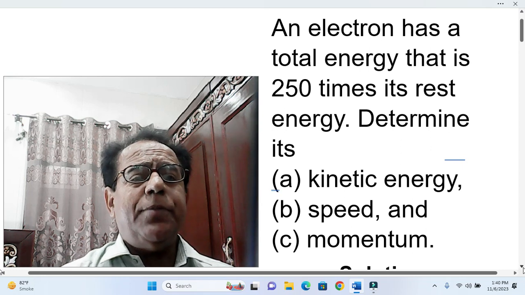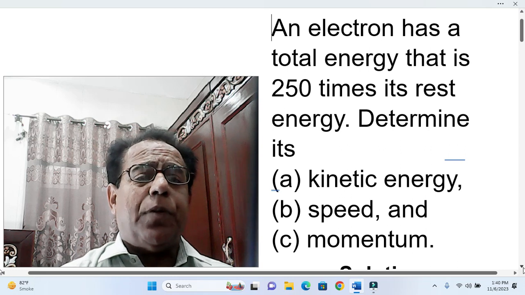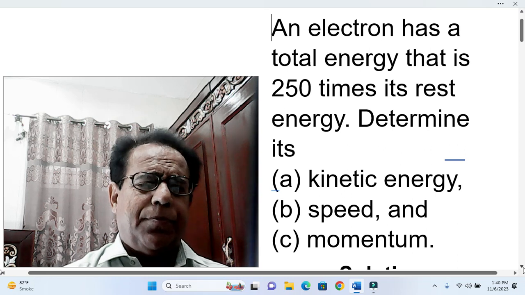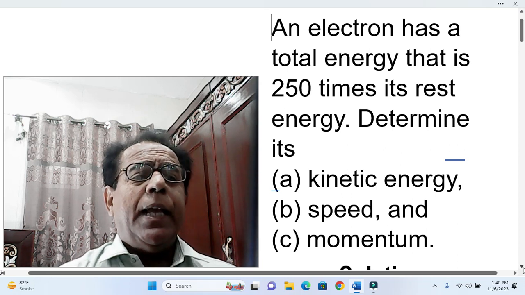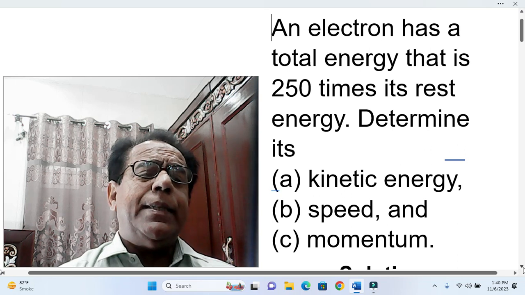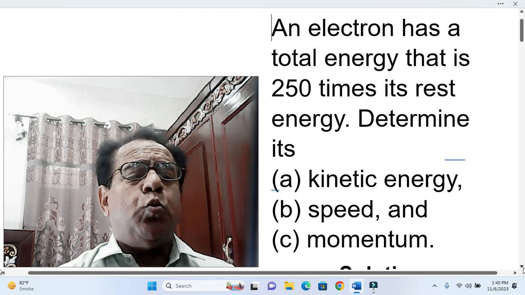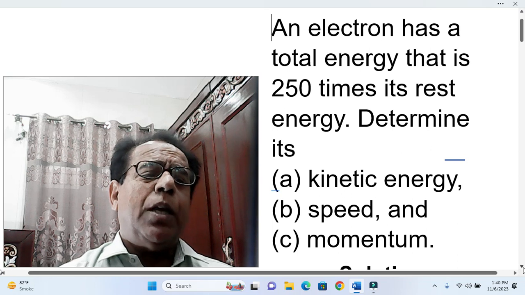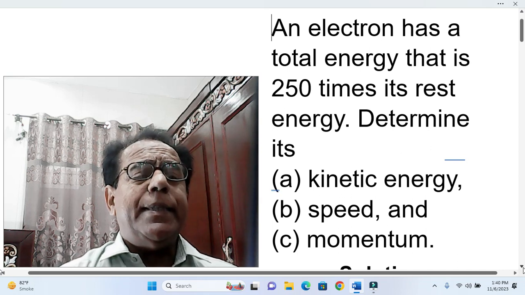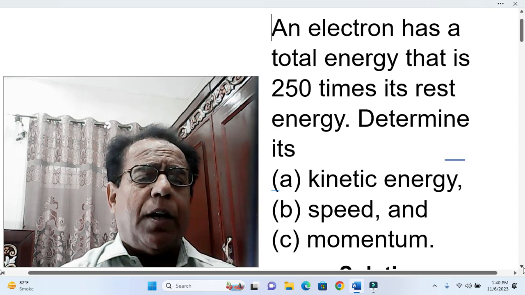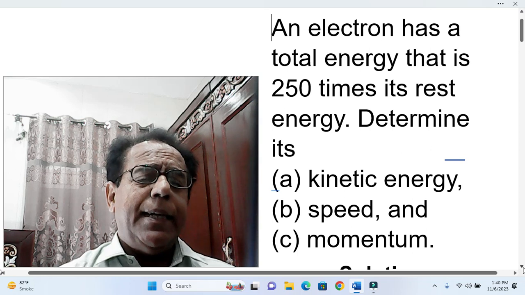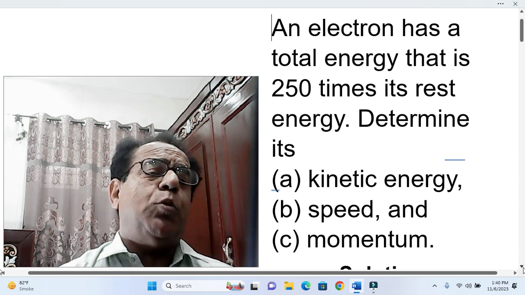Dear students, we know that the rest energy of an electron is a constant and can be found from the table of physical constants. And total energy is 250 times of that. So two energies have been provided so far. Determine its kinetic energy, speed and momentum.